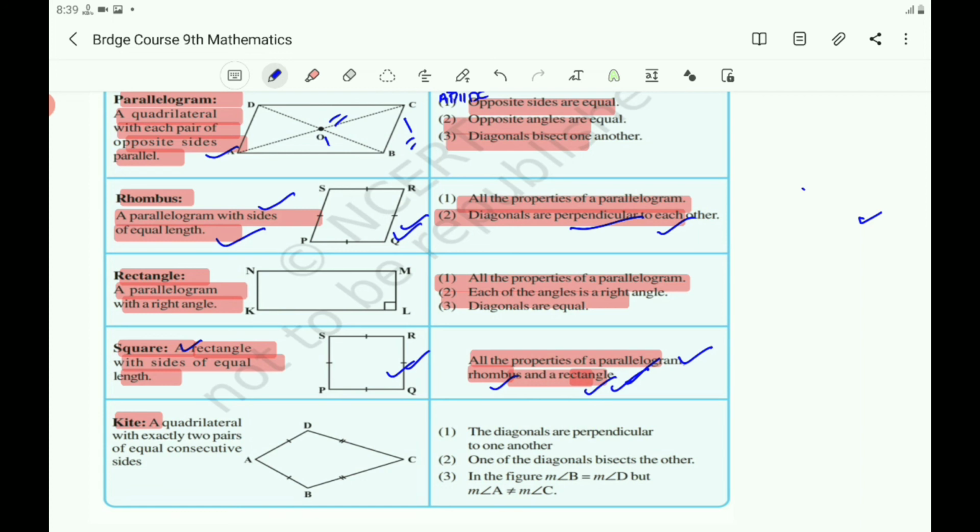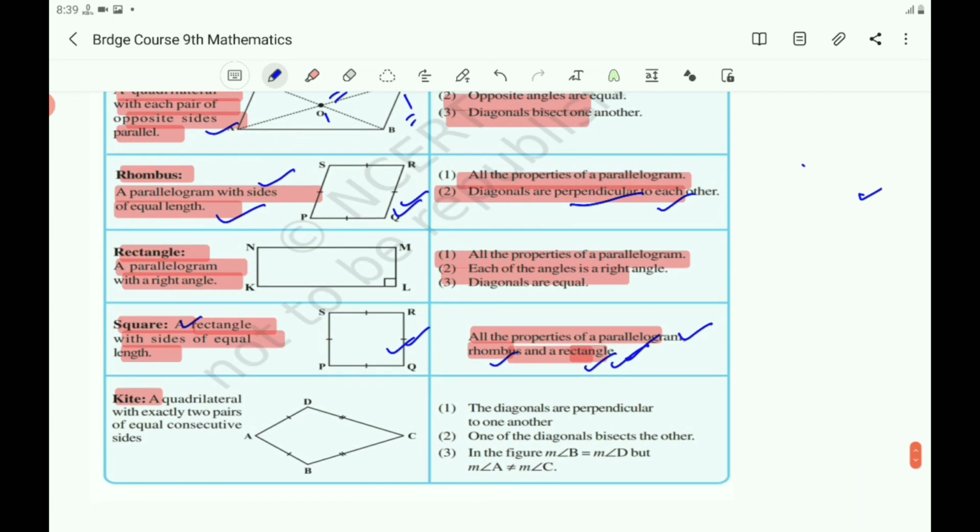Diagonals are perpendicular to each other, and the square and rectangle also have common properties. What are the common properties? All the angles are right angles and diagonals are equal in both the square and rectangle. Square and rectangle diagonals are equal. So it is given that a square has all the properties of a rectangle.